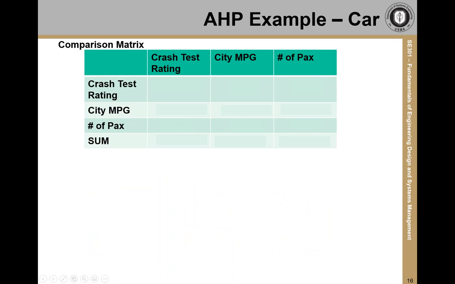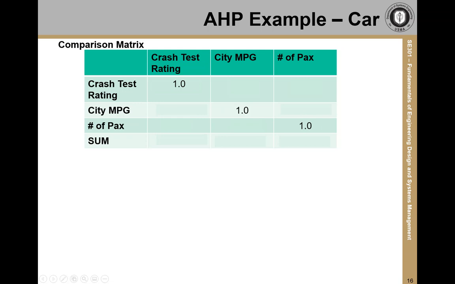All right, so we'll start with a comparison matrix, and let's say we're using value measures, and I have 3 value measures that I care about, right? So I have crash test rating, miles per gallon for city driving, and number of passengers. My first step when I'm building out my AHP, my pairwise comparison, my comparison matrix, I can just map ones from the top left to the bottom right.